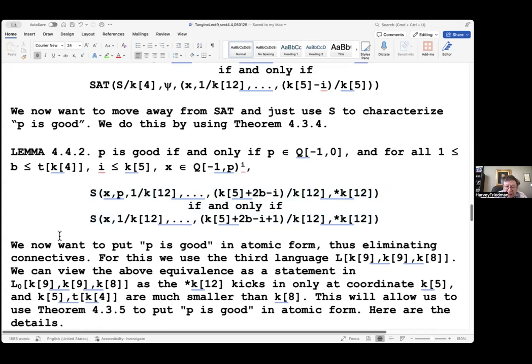Okay, so we've got it down into S, but I'd love to have this just with an S. We have it with if and only if. So this still has connectives in it. This characterization of good still has connectives in it.